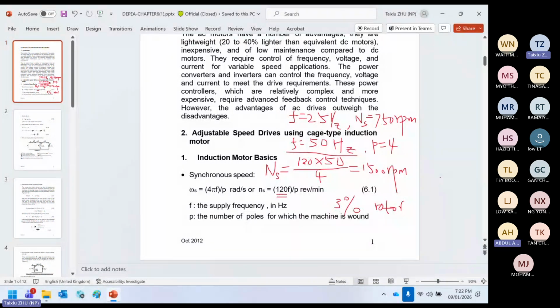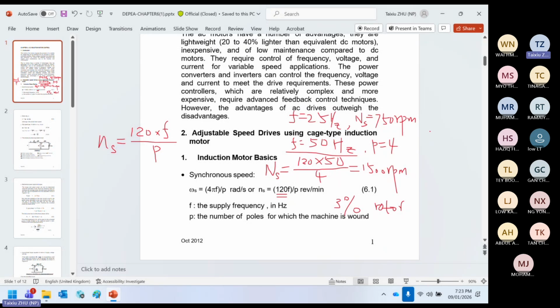It's a constant. Actually, this one is part of the formula. Okay, let me write a clearer one here. Small letter or capital letter doesn't matter. NS equals 120, a constant, times your frequency. Still remember the meaning of frequency, right? Then divided by the number of poles. It's a formula.